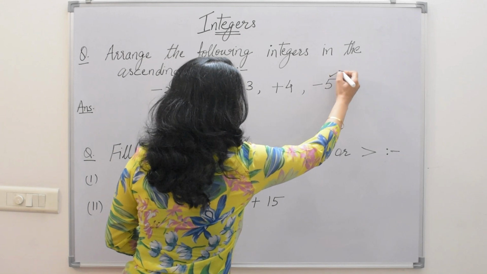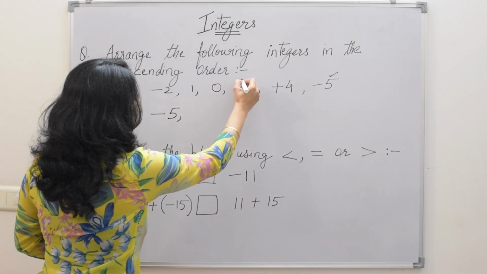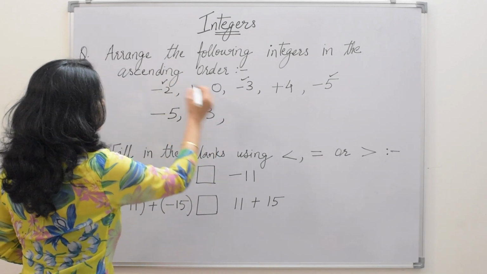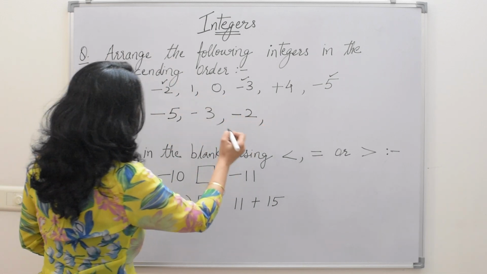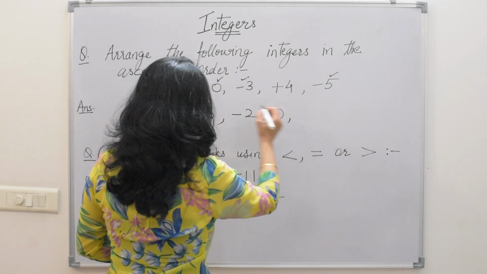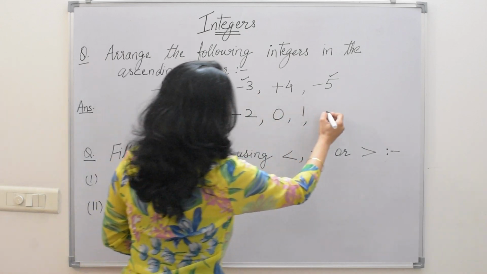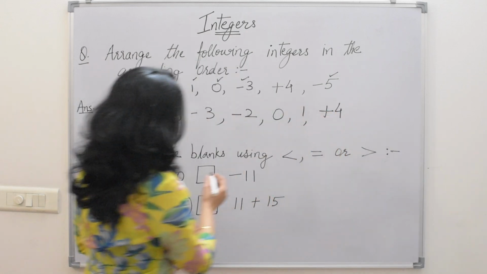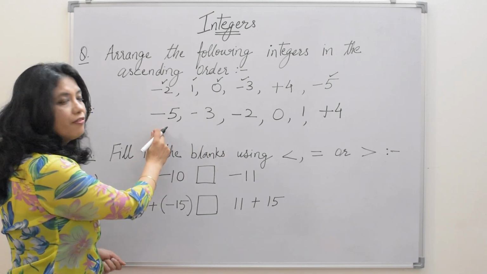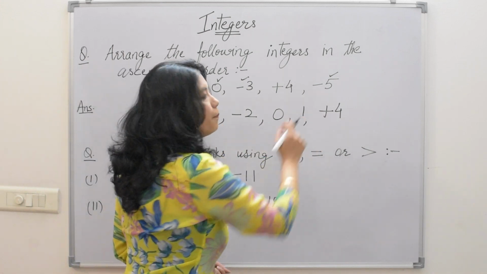The negative number which will come first will be -5. Then -3. Then -2. Then we have 0. After that 1. Then we will write +4. This is how we have arranged these numbers in the ascending order. -5 is the least in value and the greatest is +4.